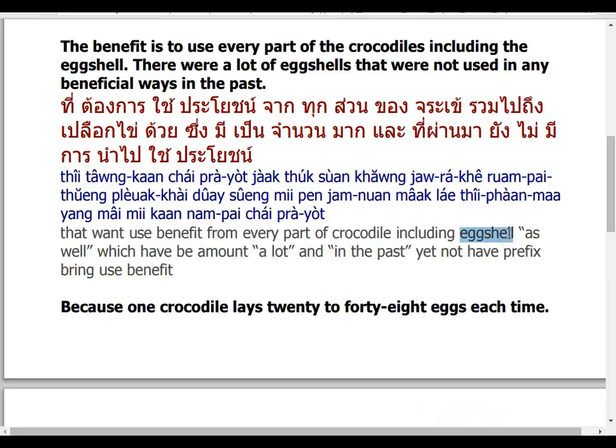The one that should have been like this. But really, right here, there shouldn't have been an S. It should have said, there were a lot of eggshells that were not used in any beneficial way in the past. Or it could have been an S, or in beneficial ways with a comma, a break in the sentence. But here, you want to see this as well as. Is that similar to what the translation gives you? It says as well. It's kind of like as well. As well as. Very good. In Thai, what's the definition they give you for this one? How do they say as well?